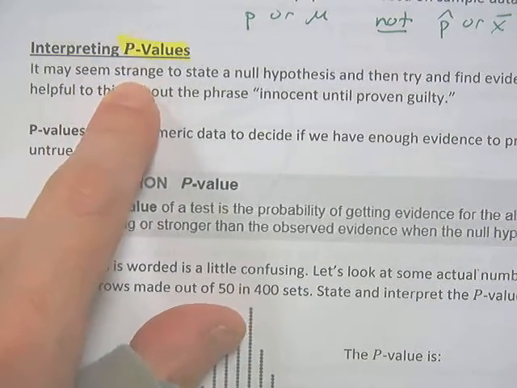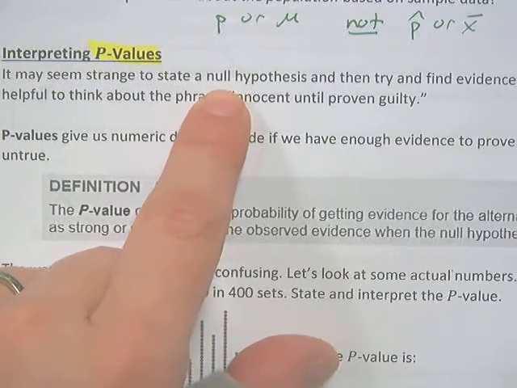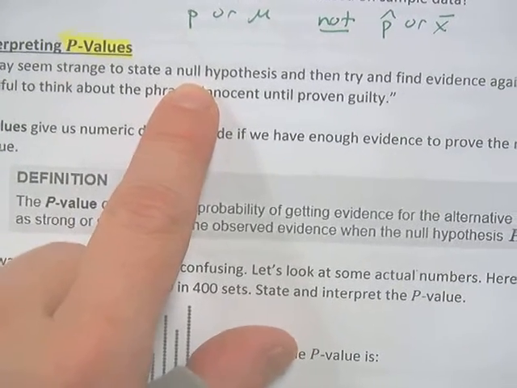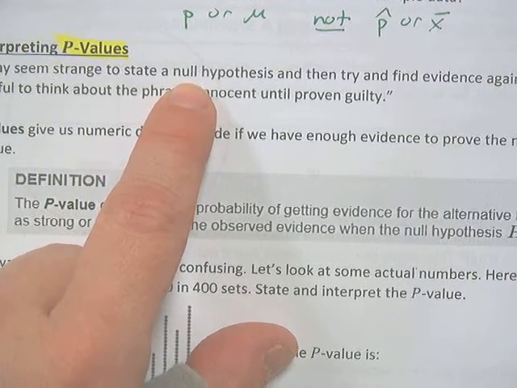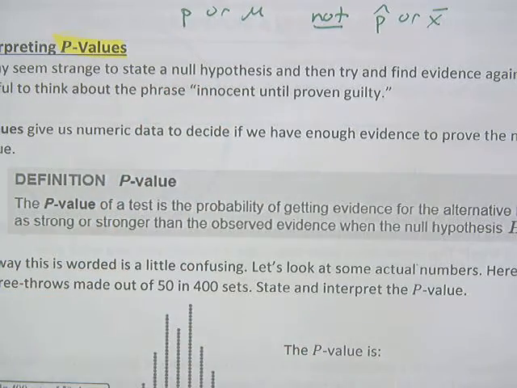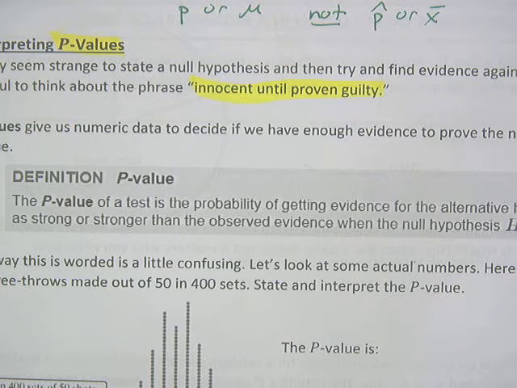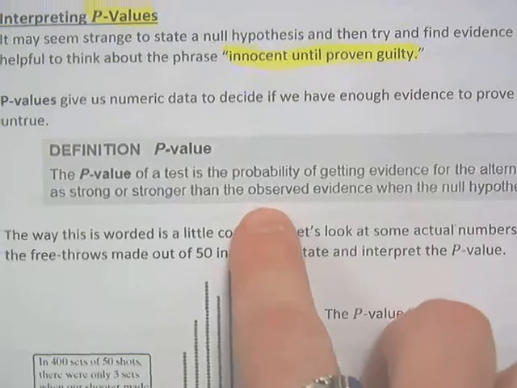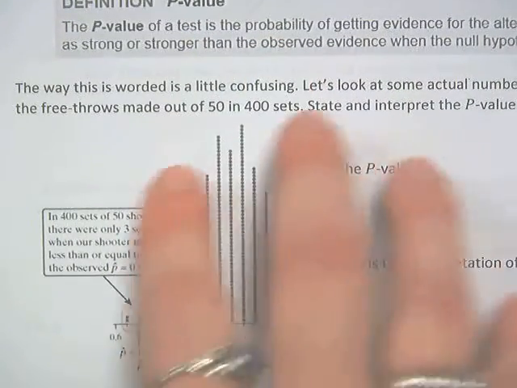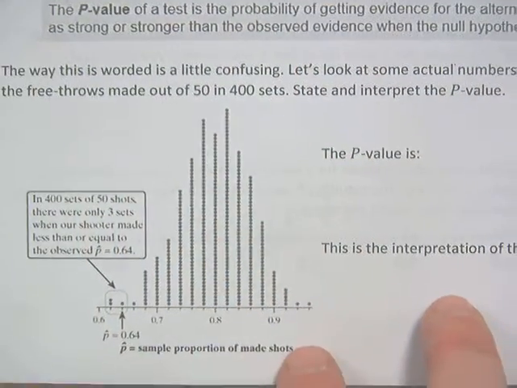It says, it may seem strange to state a null hypothesis and then try and find evidence against it. Kind of feels weird to do that, right? But think about innocent until proven guilty. What we're going to do is always assume that the null is true, but try and find convincing evidence for or against that. Don't read the gray box. It's really confusing. Let me show you what this whole p-value means.